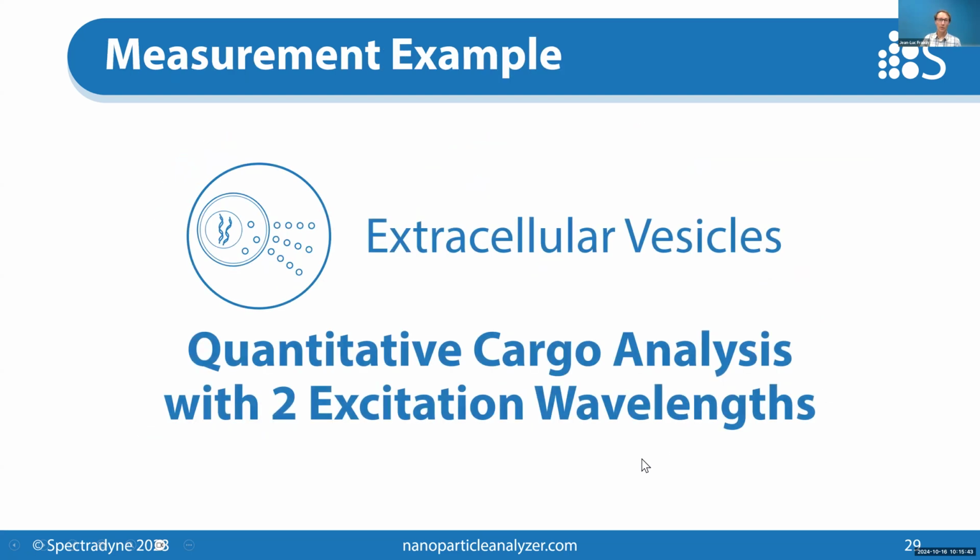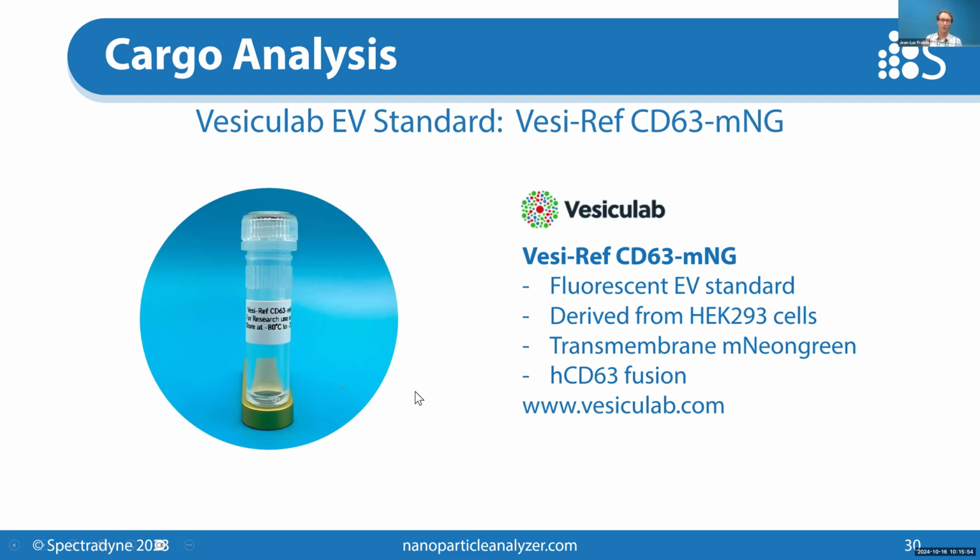Starting with EVs. So what we wanted to do here was to quantify the cargo on extracellular vesicles using these two excitation wavelengths now. And for this example, we're going to use a commercially available EV from a company called Versatility in the UK. These guys have a lot of cool products for nanoscale fluorescent nanoparticle measurements, including this one, which is an EV derived from HEK-293 cells that expresses a fusion protein between CD63, which is an EV tetraspanin, and mNeon green, which is a fluorescent peptide. So the particles are natively fluorescent green, and that green peptide is fused to the human CD63 tetraspanin, which is then available for immunostaining, and that's what I'll show you here.